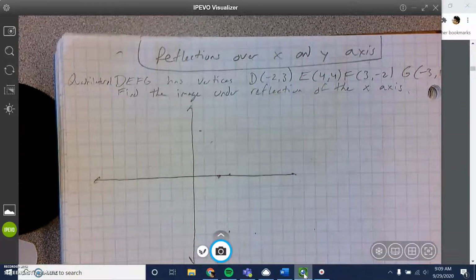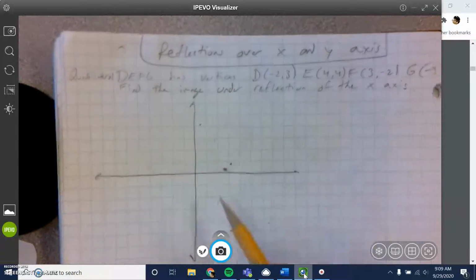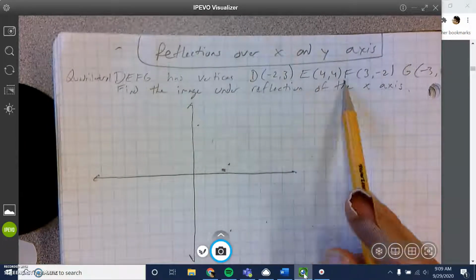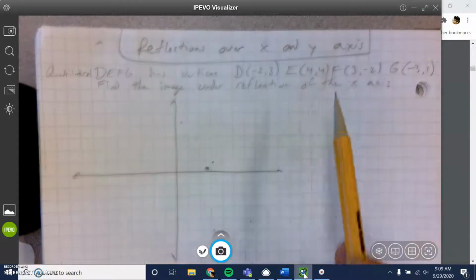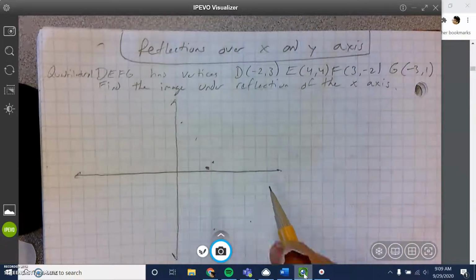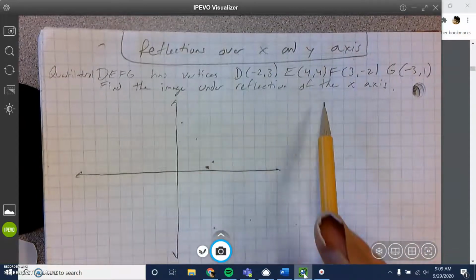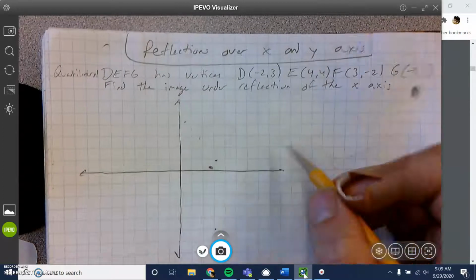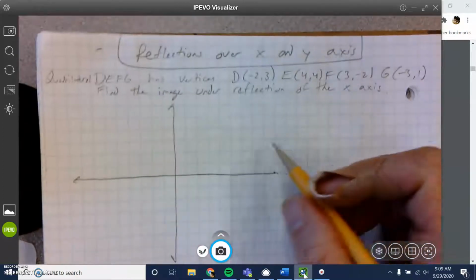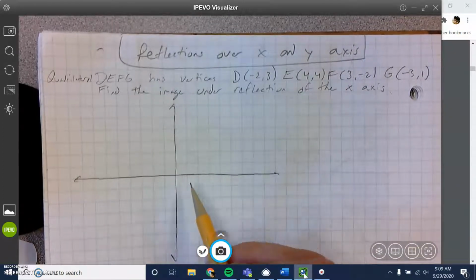Reflections over x and y axis. That's what this video is about. So I wrote down the definition and I wrote down the points. Writing down the points is very important. So let's now graph the points. So if you don't have graph paper, that's okay. If you have graph paper, it's going to help.